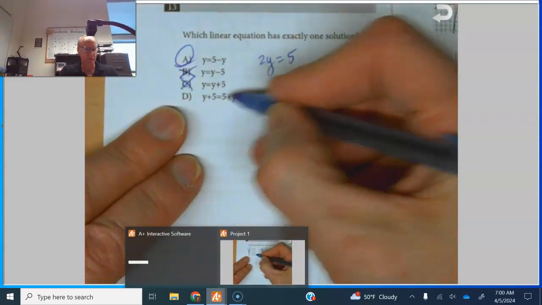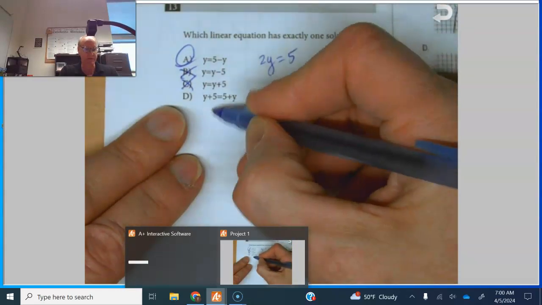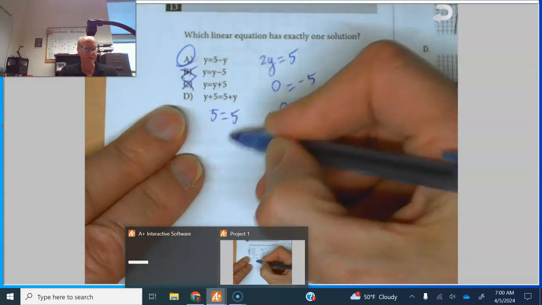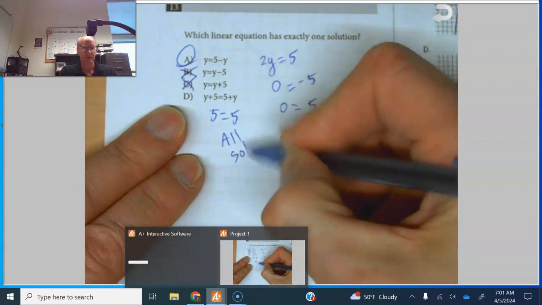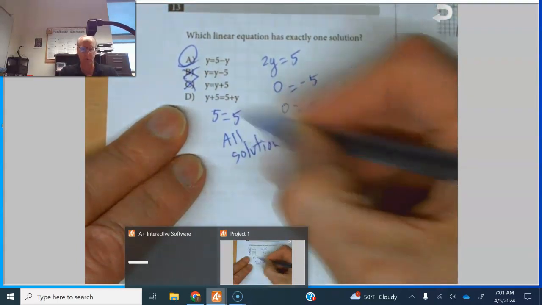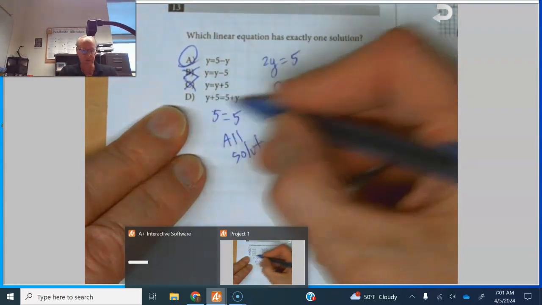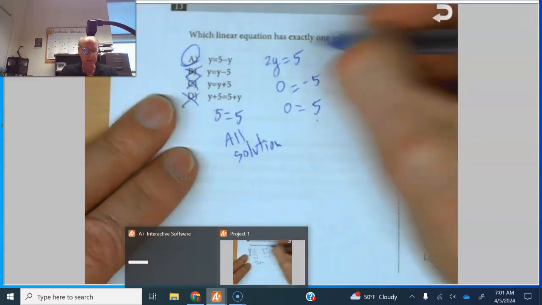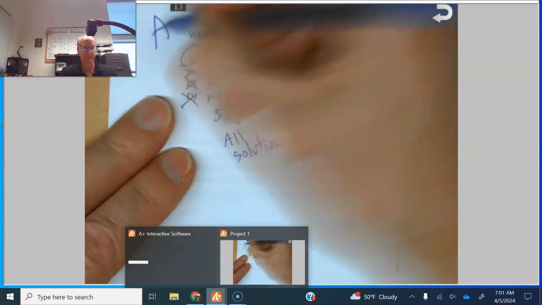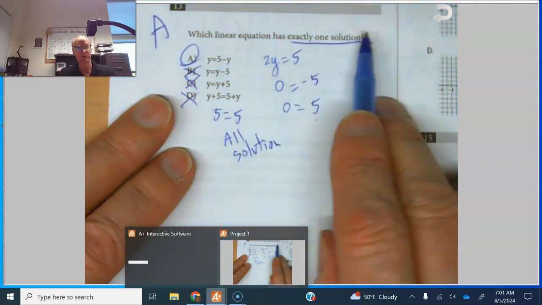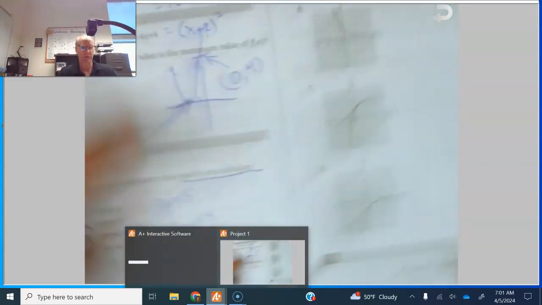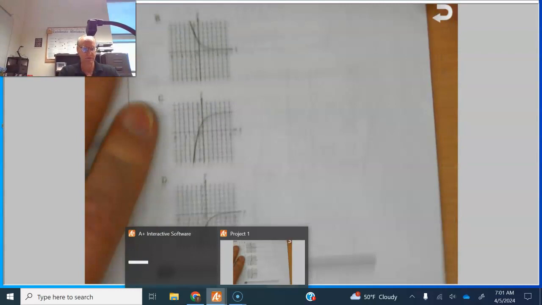And if I solve this one, if I subtract y from both sides, I get 5 equals 5, which is all solutions. In fact, this is an infinite number of y's. Y can be anything, and this will be true. So one solution is A. If they had said a solution, it would be A or D, but we want exactly one solution.